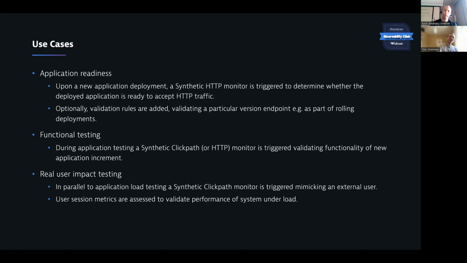And then even later on in the delivery life cycle, you can test real user impact. So what I mentioned earlier, even in internal applications, you can trigger a synthetic click path and look at user session attributes. Or what we've also been seeing, you can test real user impact of a system under load. So in parallel to a load test, for example, you can trigger a synthetic click path. The load test might still be fine. The load test tests endpoints.